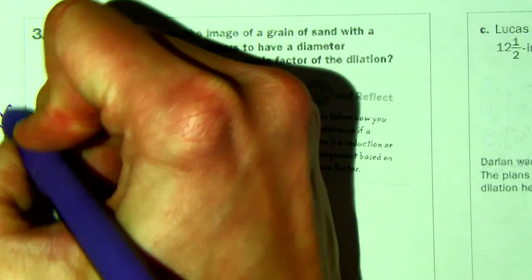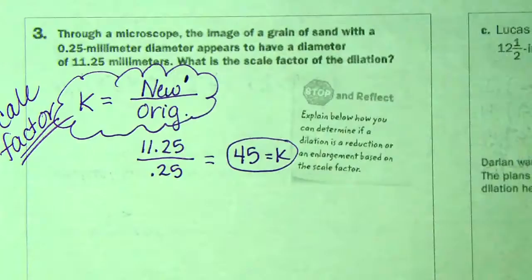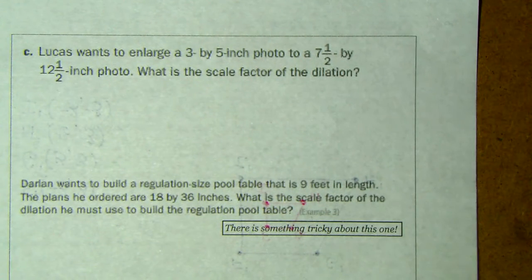Okay? Sliding over to 6, we got a little bit different kind of word problem. It says Lucas wants to enlarge a 3 by 5 inch photo to a 7.5 by 12.5 inch photo. What is the scale factor of the dilation? Now, what's interesting is they gave us 4 measurements, didn't they? If I just make a sketch, the original measurement was 3 by 5, right?